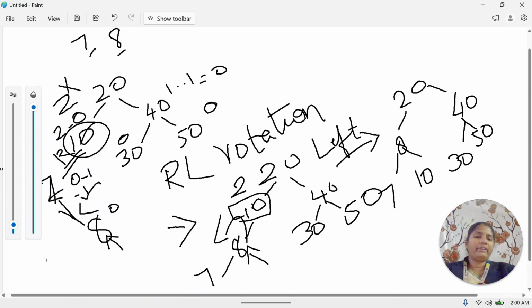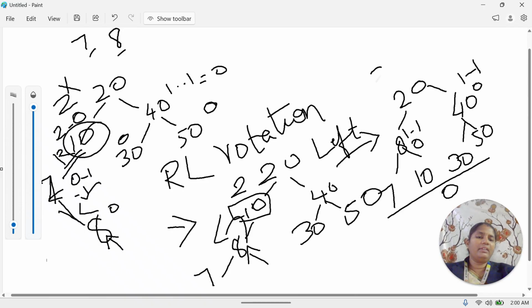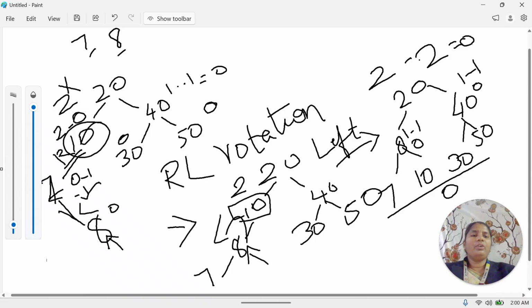So the balancing factor of all leaf nodes will be 0. Here if you check the balancing factor, 1 minus 1 is 0. Here also 1 minus 1 is 0. Here the height of the left subtree of 20 is 2 and the height of the right subtree is 2, so it is 0. Now everything is balanced. Now the skewed or unbalanced binary tree is overcome by this AVL tree. Next we will see one more example.